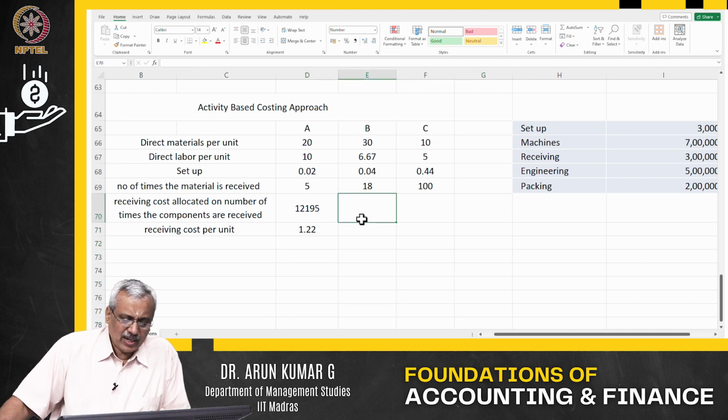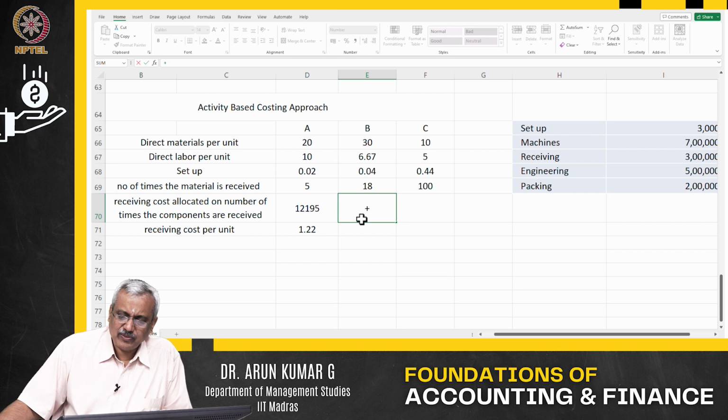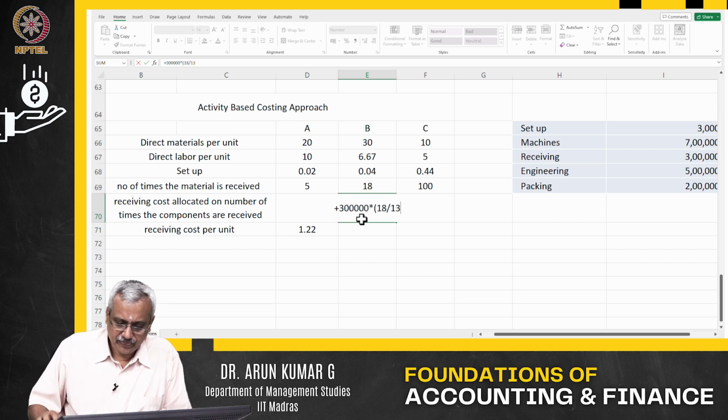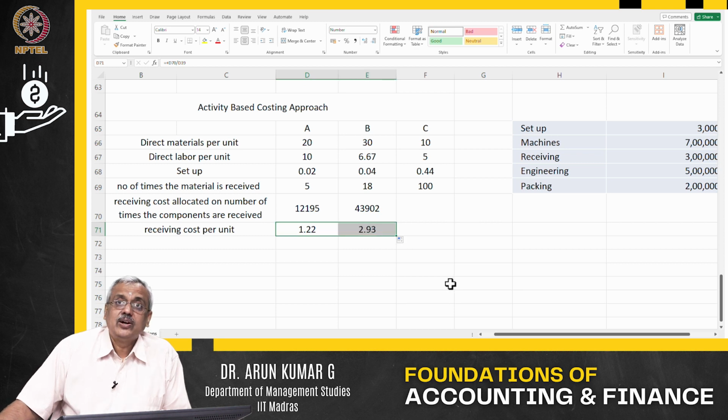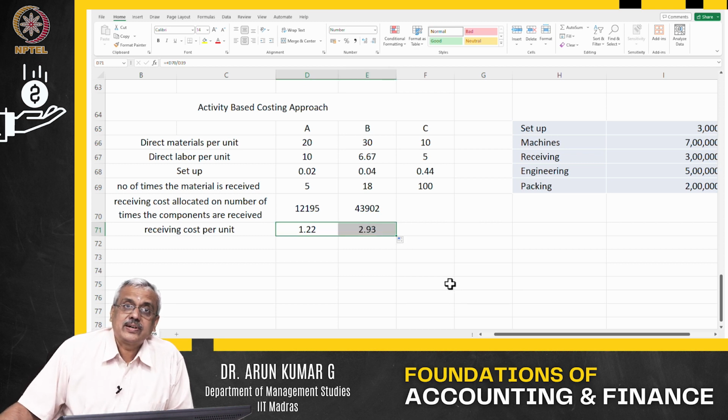Now let us look at product B. I had 300,000 and then 18 divided by 123, and that is all. This is going to be the cost here. Let me eliminate the decimals, and per unit, what is going to be the receiving cost? 2.93 is going to be the receiving cost, and that is exactly what I have got in this particular case.